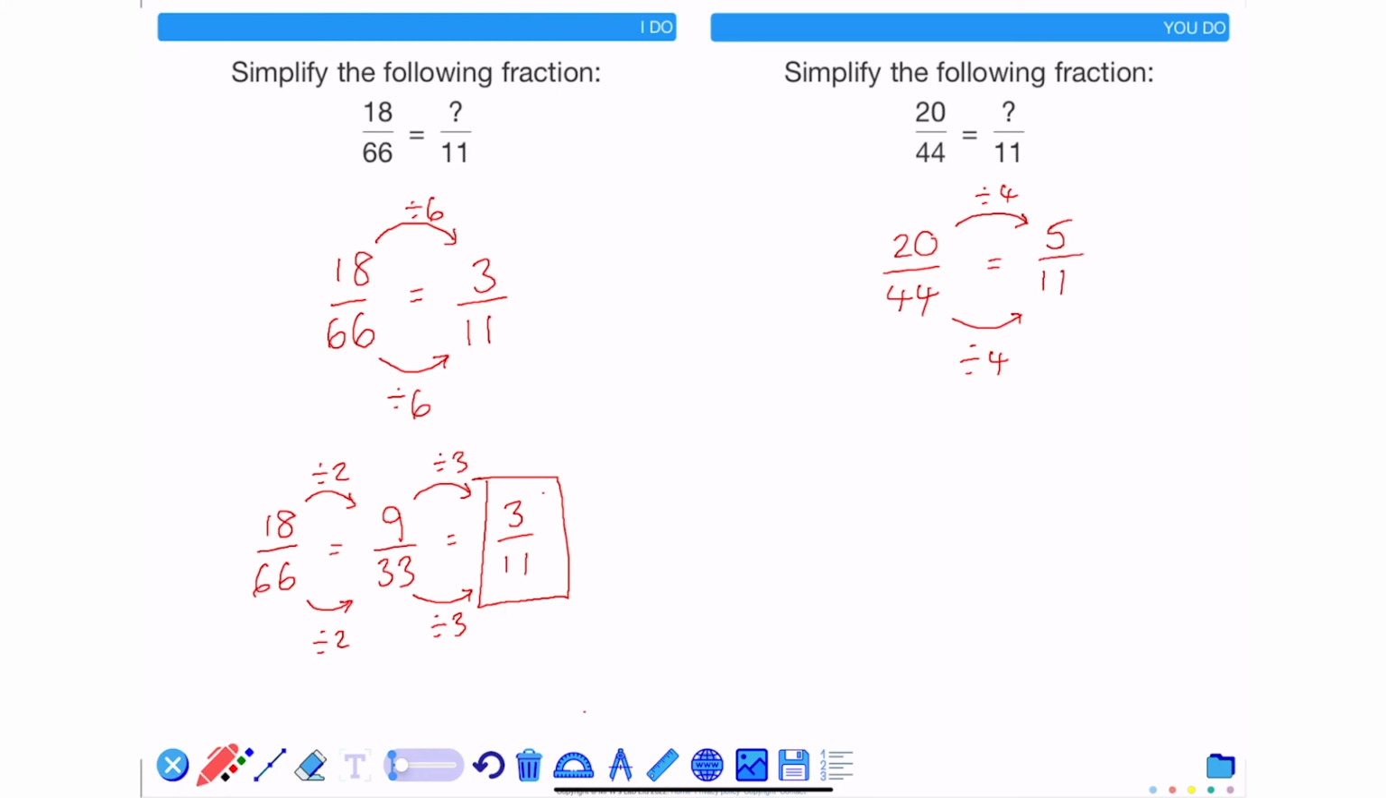No other number will now go into 5 and 11 other than 1, so this is a fraction in its simplest form.